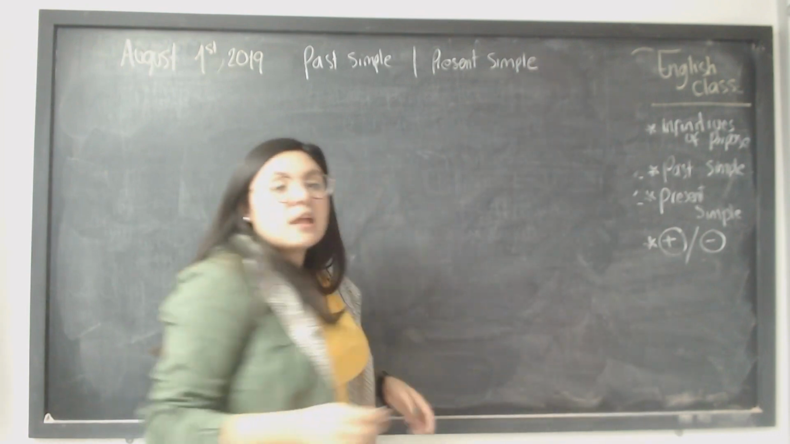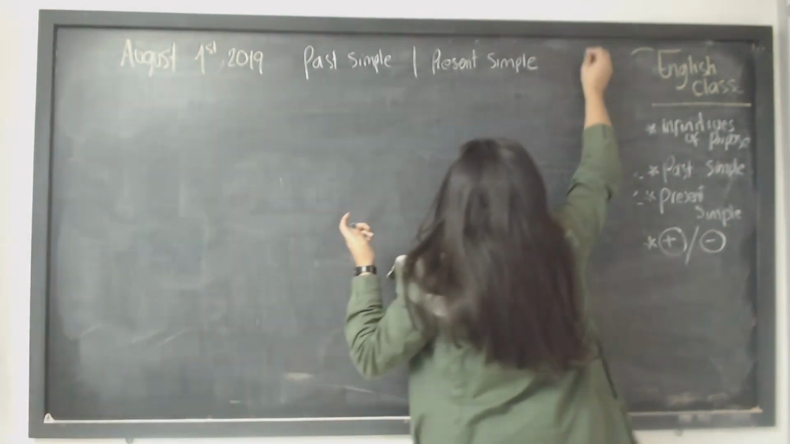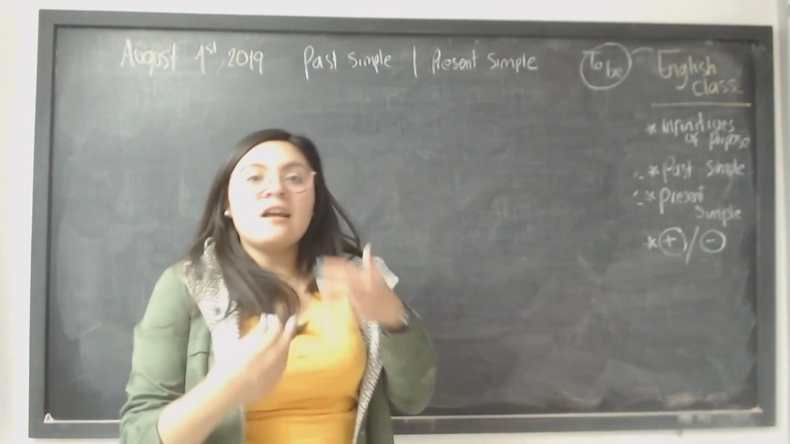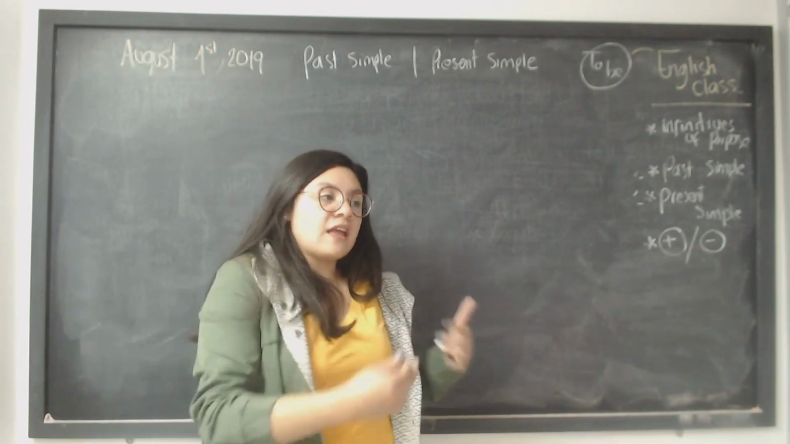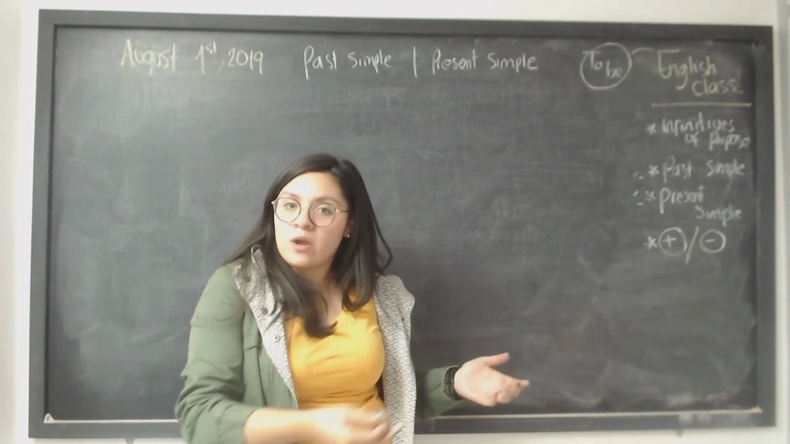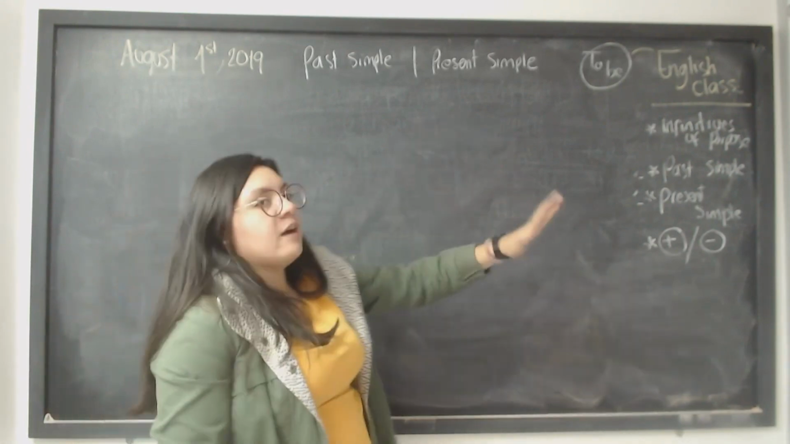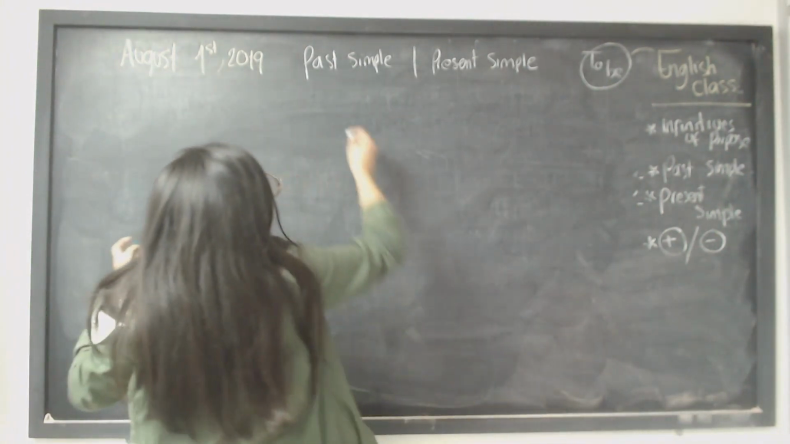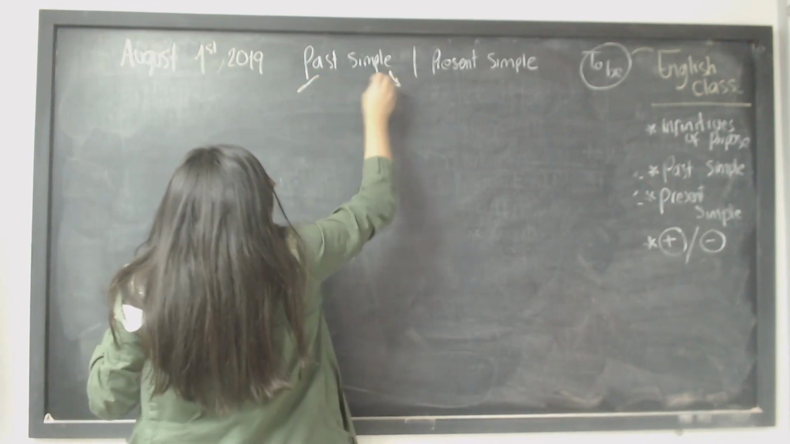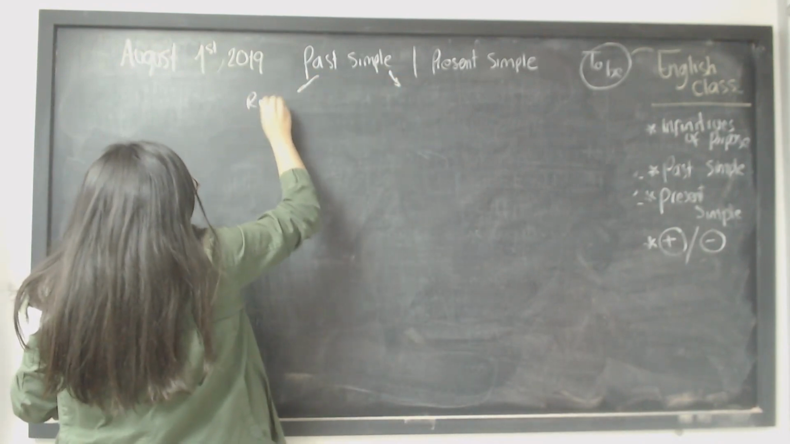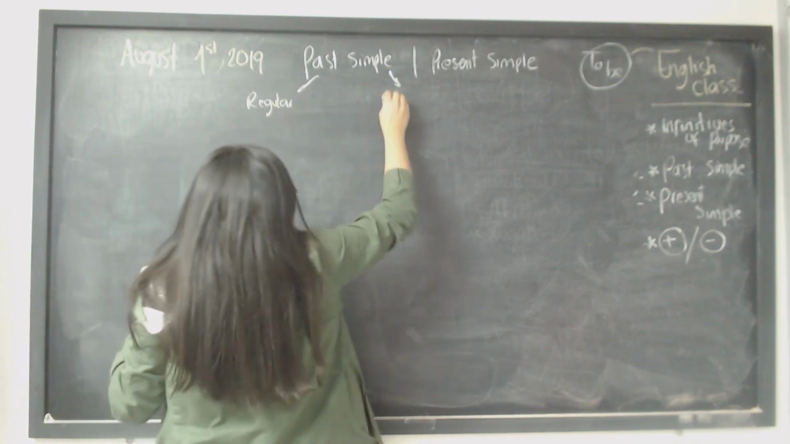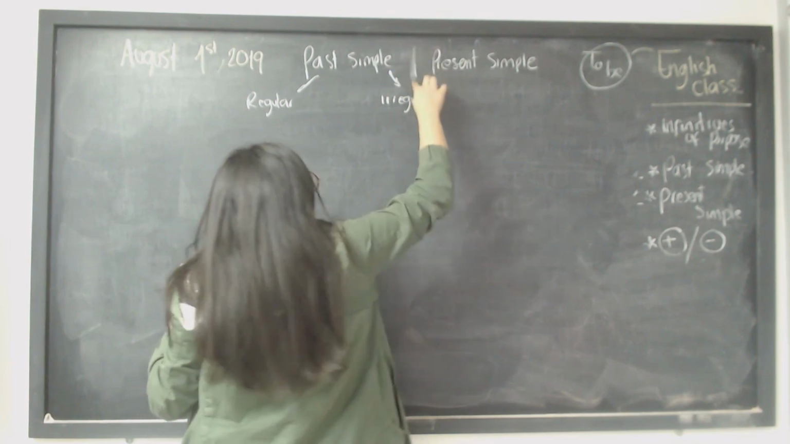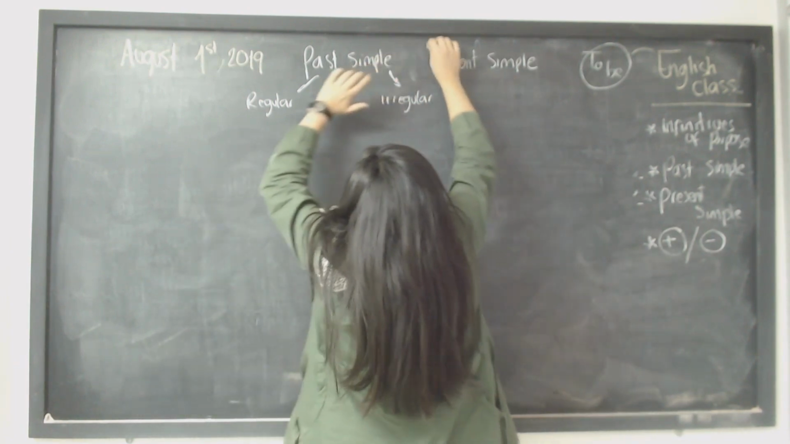So remember that in both we have our famous verb to be. Recuerden que tenemos en los dos nuestro hermoso y famoso verbo to be. That is the one that we can conjugate in a different way. Acuérdense que se conjuga diferente. I am, I was. Eso ya lo hemos visto en las clases anteriores. But in past simple, we have regular and irregular verbs.